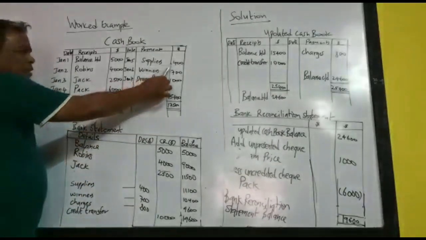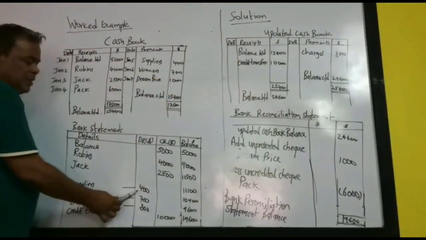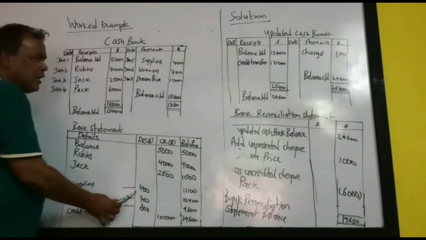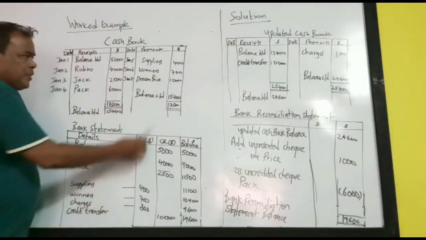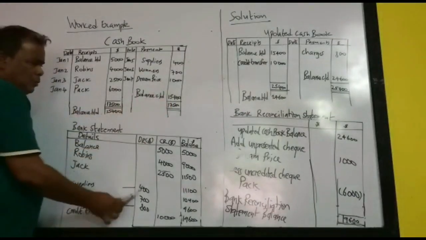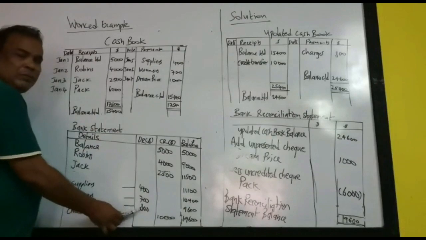And then suppliers: we pay suppliers by cheque 400, and in the bank statement it will appear on the debit side, 400. Winner 700 will appear on the debit side, 700. Dream Price Mill, we pay Dream Price Mill, and it has not yet been recorded by the bank in the bank statement.